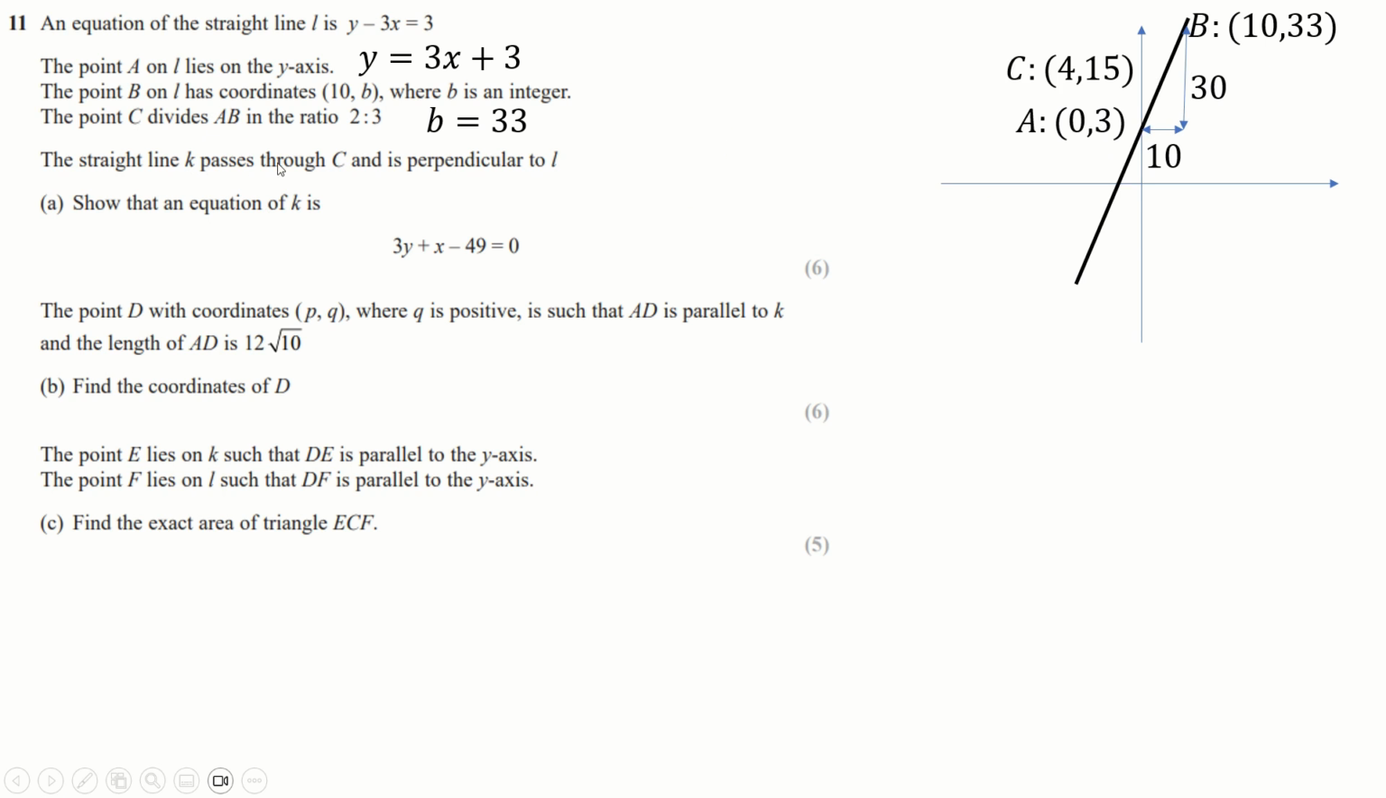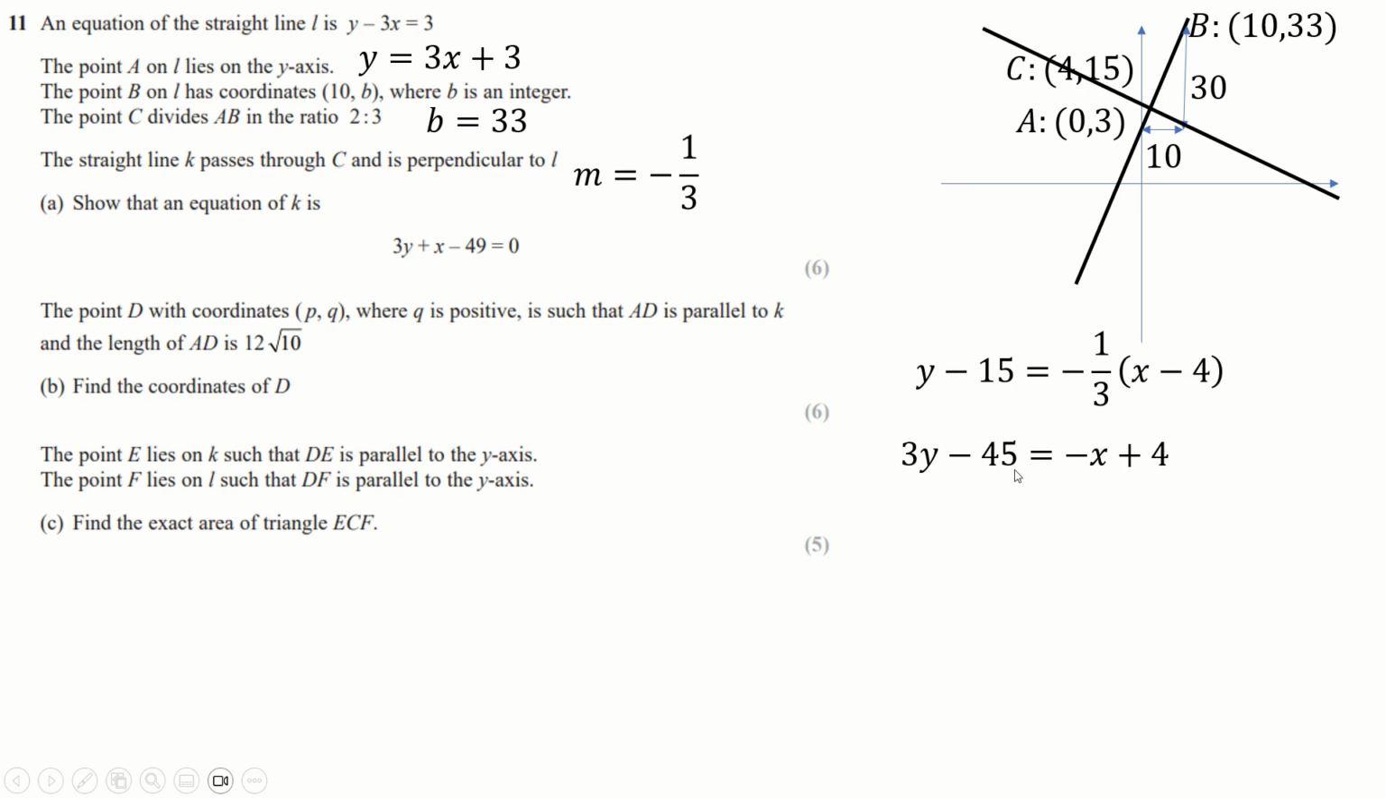And now a straight line K goes through C and is perpendicular to L. So it looks a bit like this, with C here, and this is perpendicular to the first line, which of course means its gradient is the negative reciprocal, which is minus 1 over 3. We can now just use y minus y1 equals m(x minus x1), using this as our y1 and x1 here, and this is our m. So that looks like that. We can of course times by 3 here, and then we can just put those together, and we end up with what they wanted us to get.